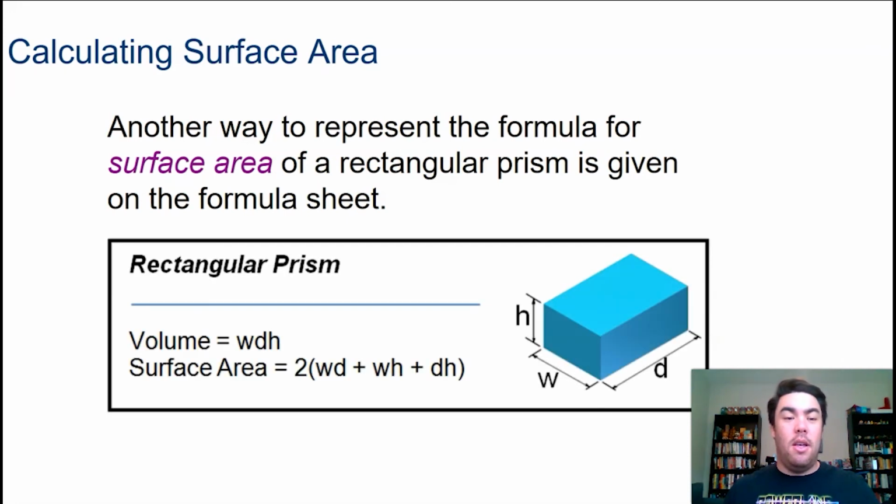Another way to represent the formula for surface area of a rectangular prism is given on the formula sheet, and that's 2 times the quantity width times depth plus width times height plus depth times height. If you want to use that formula, you're more than welcome to. In fact, we're going to do an example that uses this formula right now.